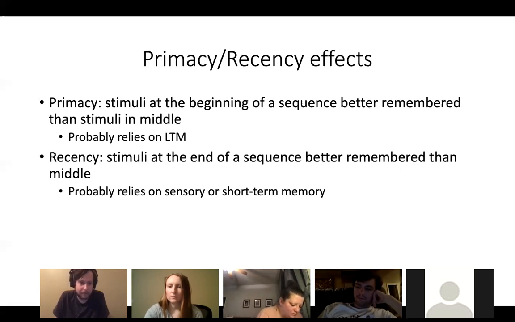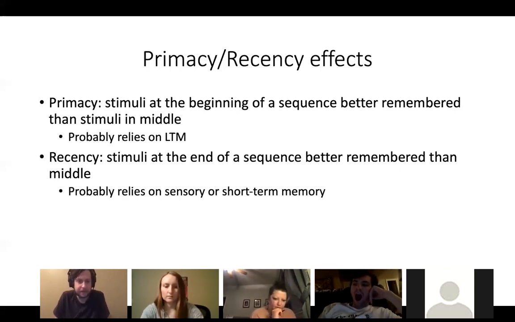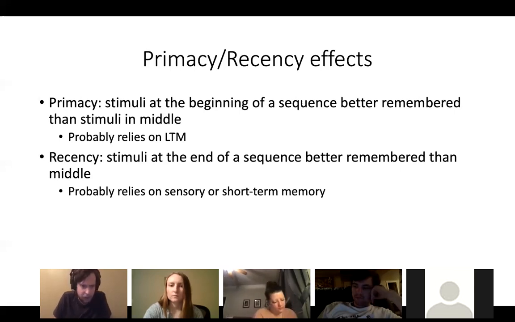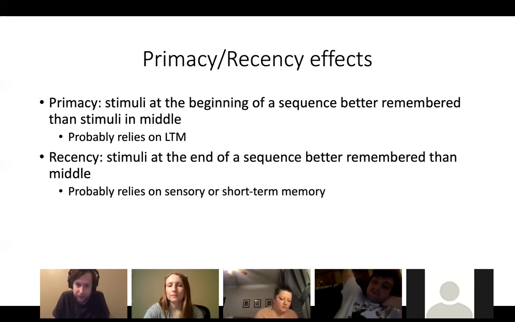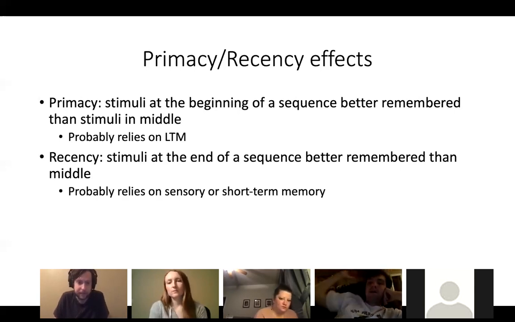So if you think about what I've just shown you, primacy effects are the idea that we are really good at remembering stuff at the beginning of a sequence. Recency effects are the idea that we're really good at remembering stuff that occurred at the end of the sequence, which means that we're worst at remembering stuff that occurs in the middle of the sequence. And I'll show you some data that supports that. Before I go on, I need to mention that recency effects are thought to rely primarily on sensory or maybe short-term memory, whereas primacy effects are thought to rely primarily on long-term memory.